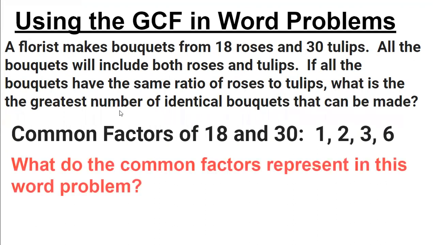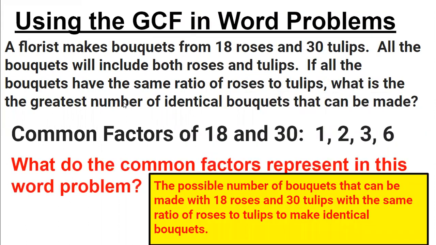Now our step is to ask, what do the common factors represent in this word problem? What does 1 represent? What does 2 represent? What about 3 or 6? What does it mean in the context of this question? Well, the possible number of bouquets that can be made with 18 roses and 30 tulips with the same ratio of roses to tulips to make identical bouquets. Yes. So 1, 2, 3, and 6 are the possible number of bouquets.